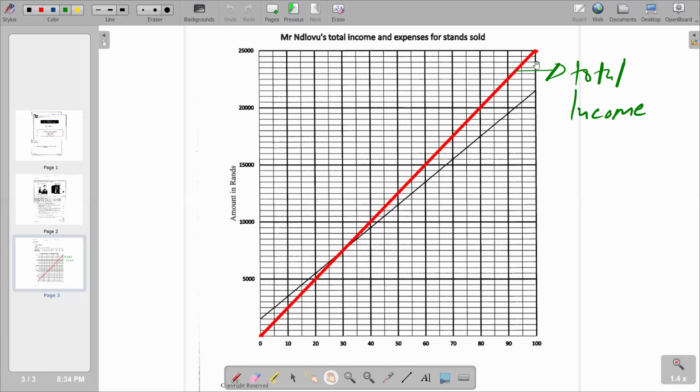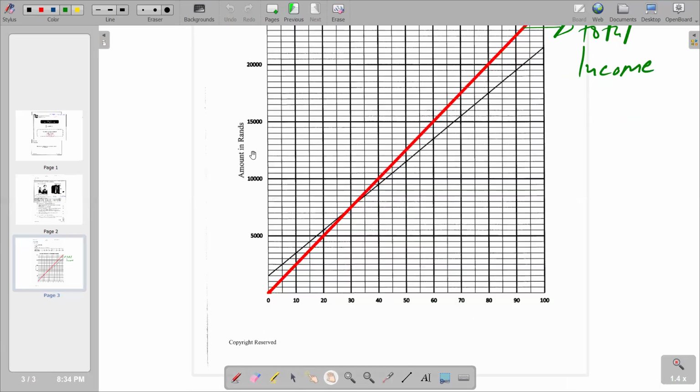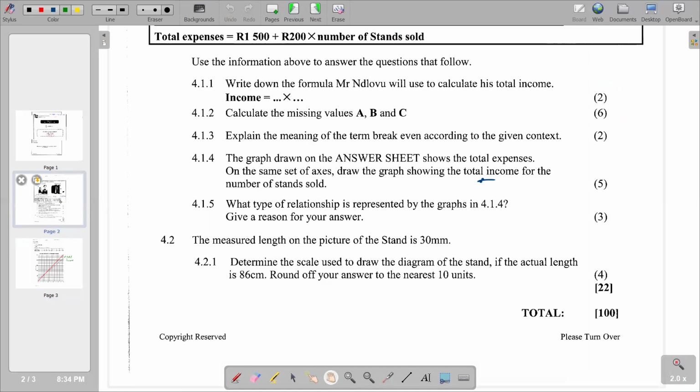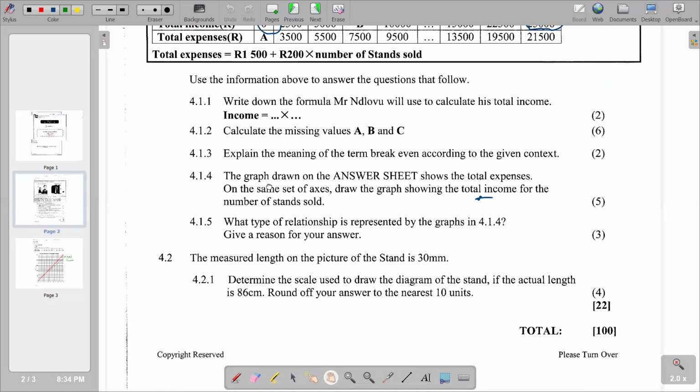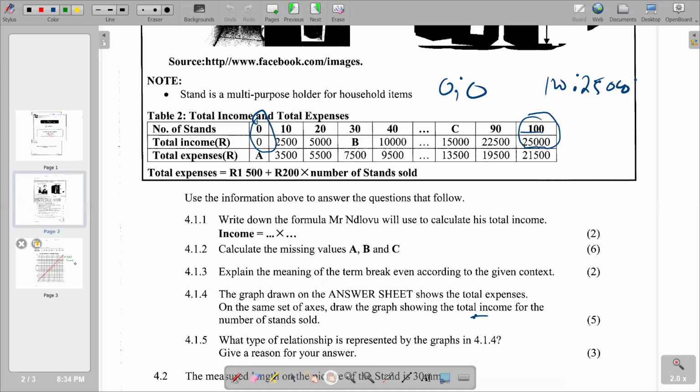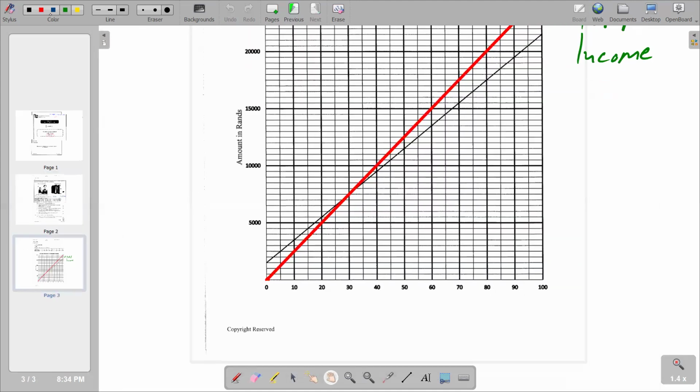We see that they are showing the relationship that we should come up with. It should be a relationship that is being depicted by what we have on the vertical axis. We've got amount in rands in relation to our number of stands. So basically, we are saying on our horizontal axis, we are supposed to have number of stands.